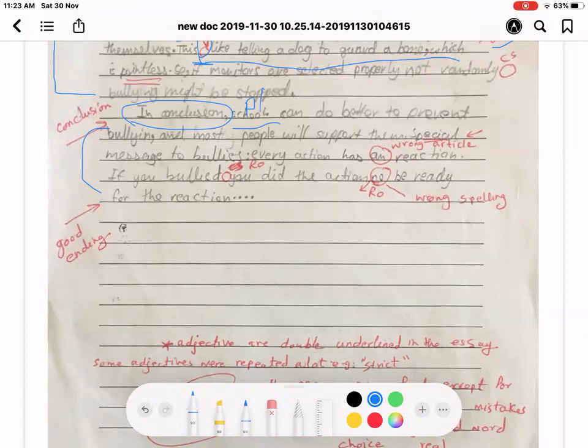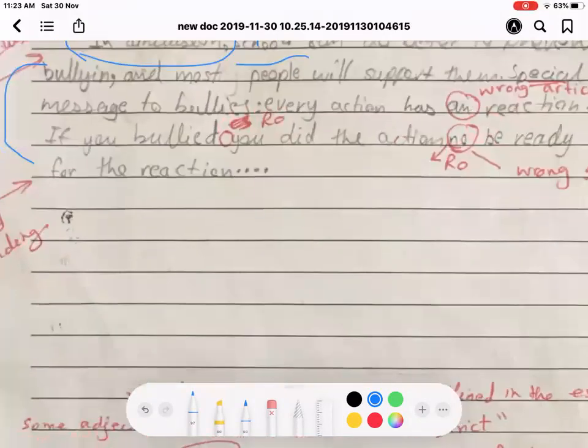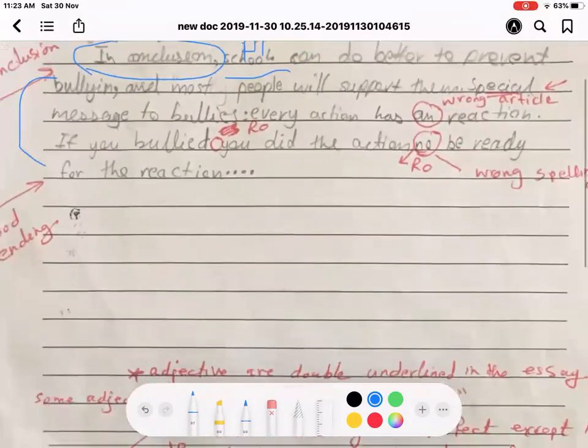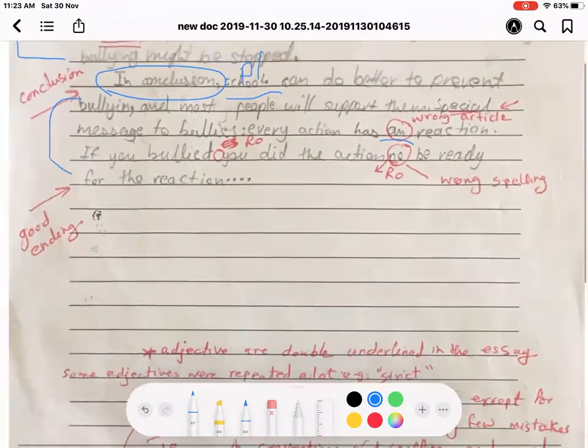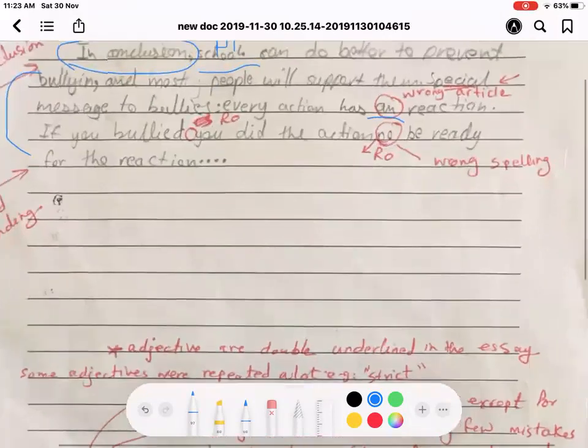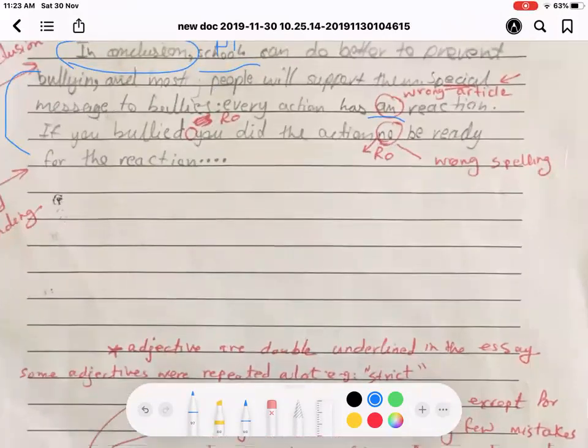Special message to bullies: every action has an reaction, and should be has a reaction. This is a wrong article. If you bullied, so what happened? If you bullied, this is a random sentence. There should be a comma here. If you bullied, you did the action, and the mark must be here.